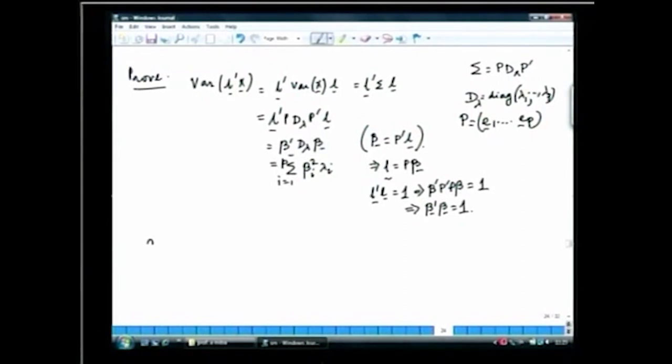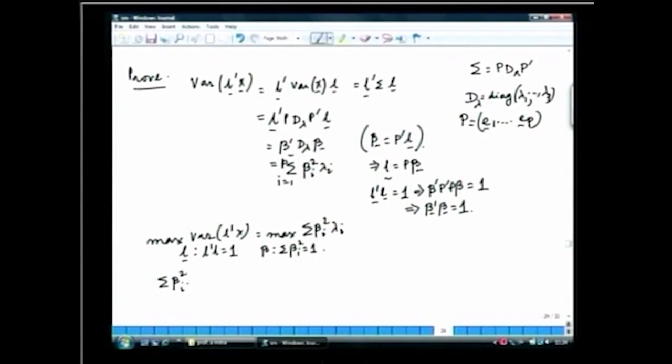Now that I have to maximize the variance of L transpose x over L such that L transpose L is equal to 1, this can be said equivalently as maximizing this expression, which I have shown to be equal to the variance. I have to maximize summation beta i square lambda i over beta such that beta transpose beta is equal to 1, and in terms of summation I can write this as such that summation beta i square is equal to 1. Now, I have summation beta i square lambda i, that's the variance of L prime x. So, if I can obtain an upper bound of this expression subject to the condition that summation beta i square equals 1, then I am through.